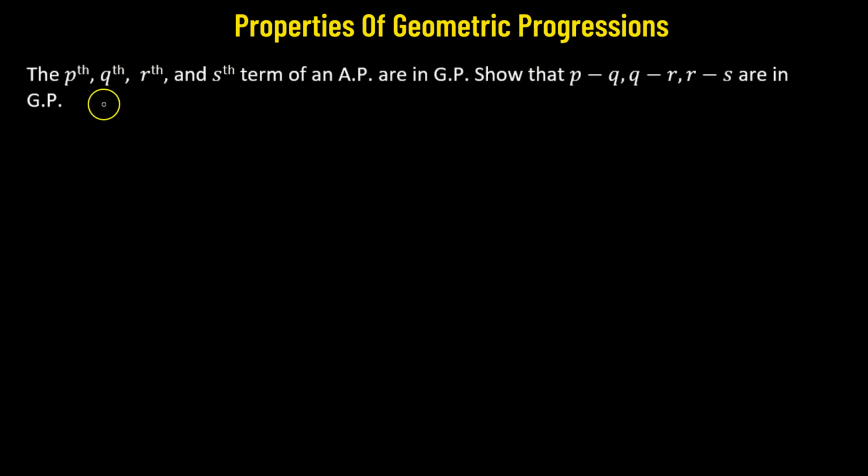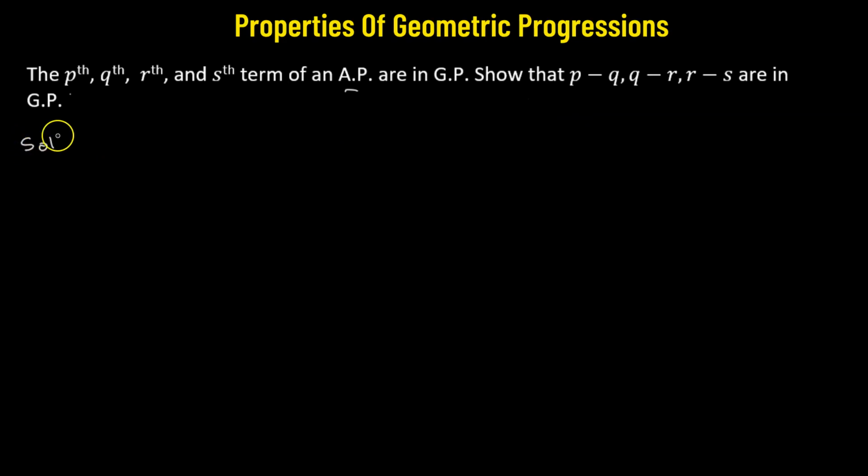So in this problem, we have an arithmetic progression. In this arithmetic progression, there are 4 terms that have been chosen: the Pth, Qth, Rth and Sth terms. Now these 4 terms are in geometric progression. So using this information, we need to show that P minus Q, Q minus R and R minus S, these 3 terms are in geometric progression.